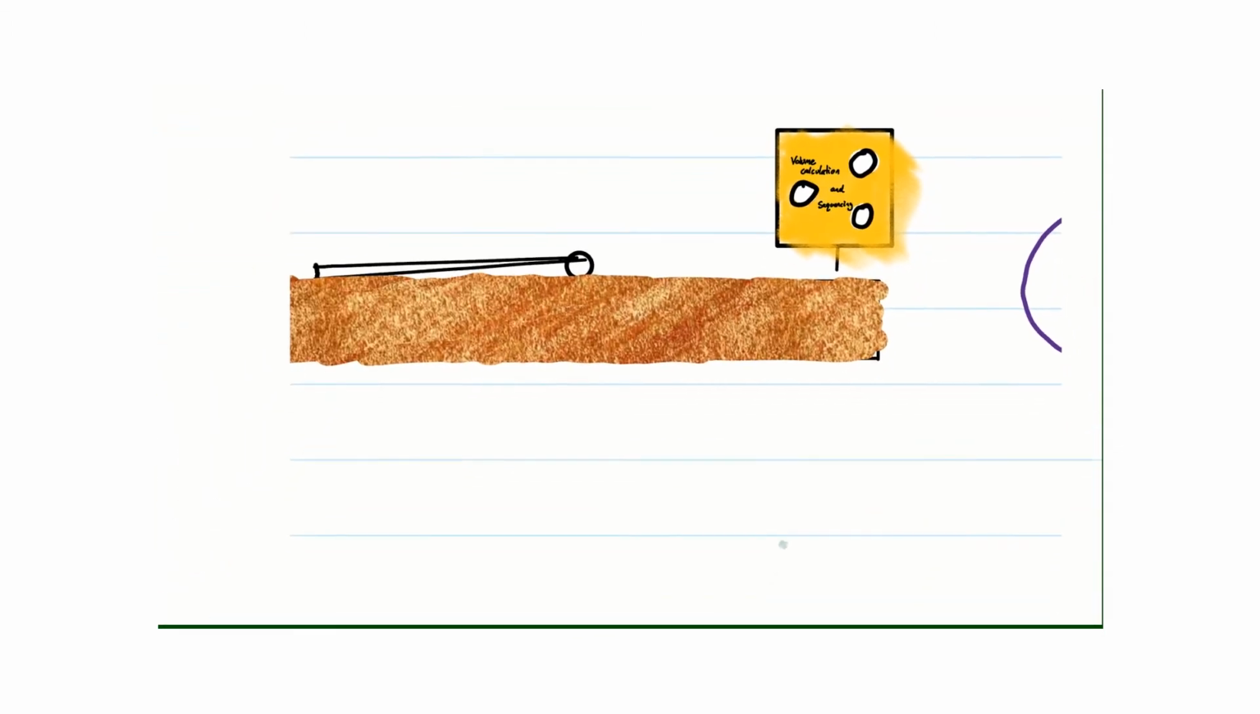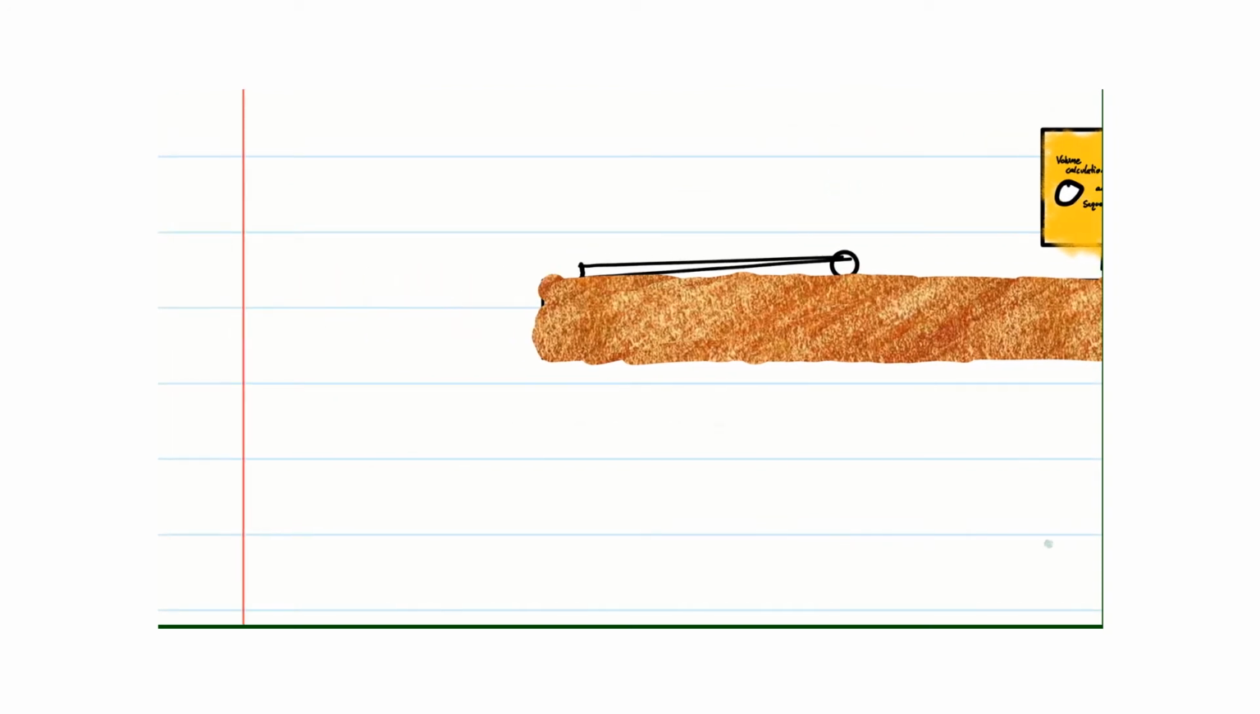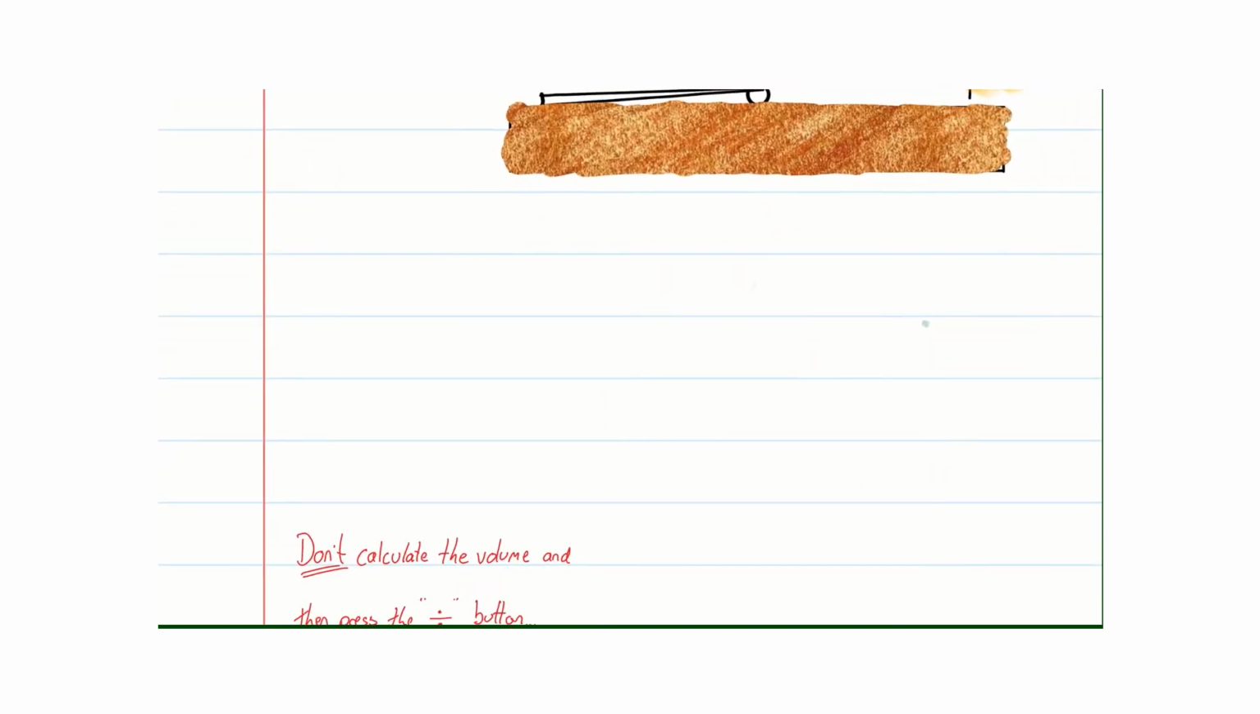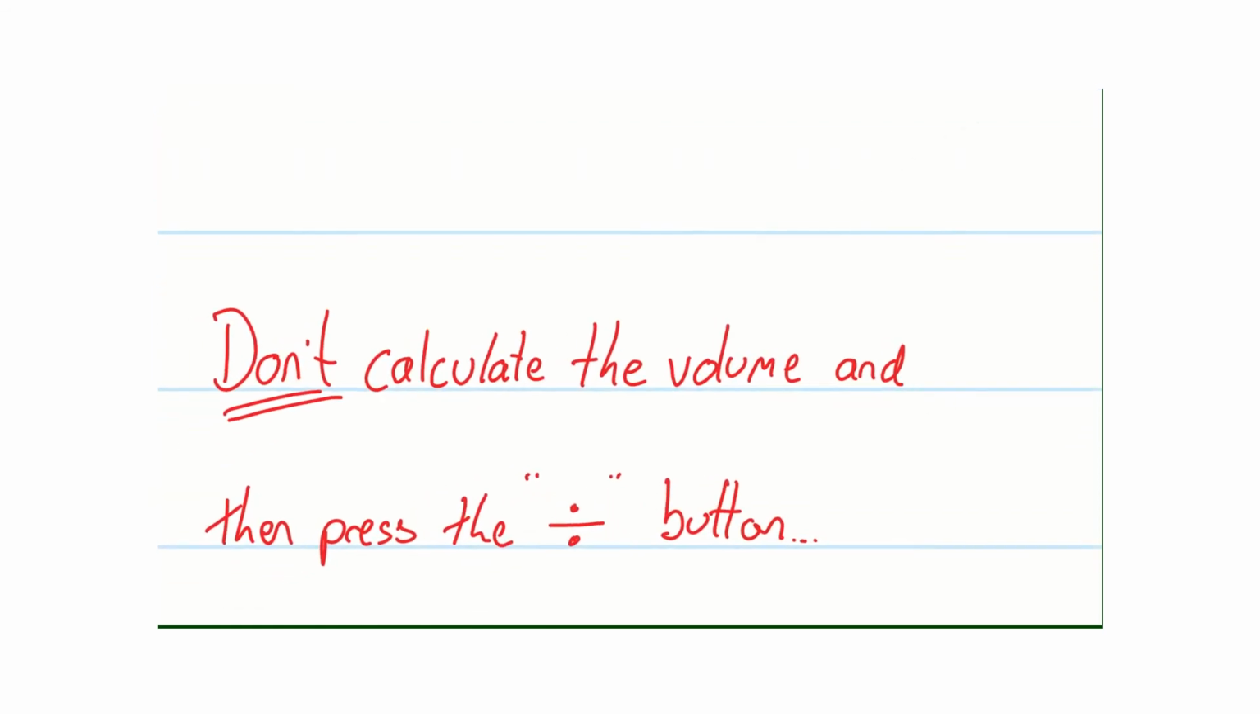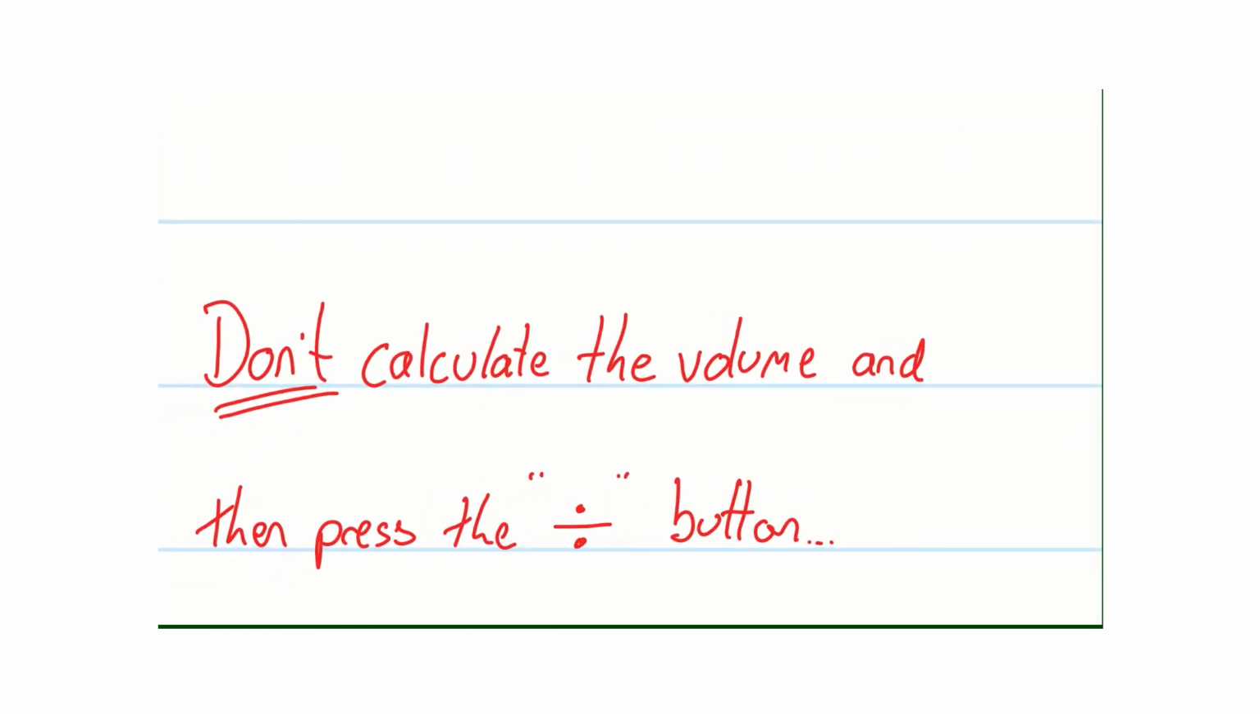Well, let me tell you, because I've seen this happen so many times. Whatever you do, do not calculate the volume and then press the divide button. I've seen it so many times. As soon as you do that, you've just divided volume by what's probably going to be the mass. And that's a nonsense sum that you're going to come out with.